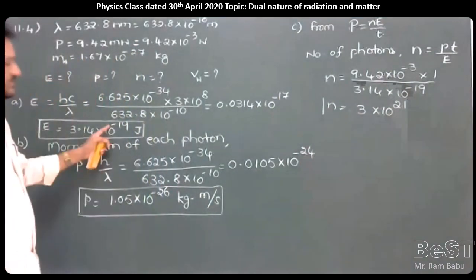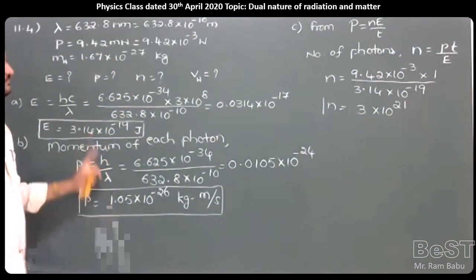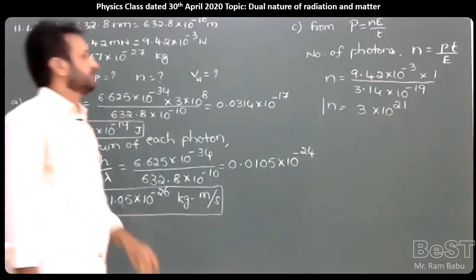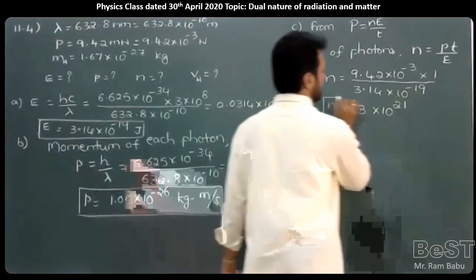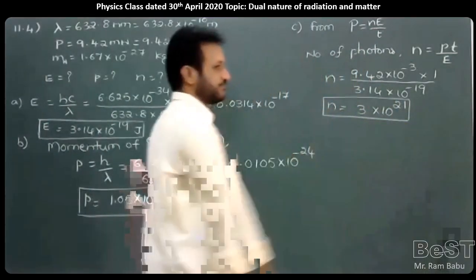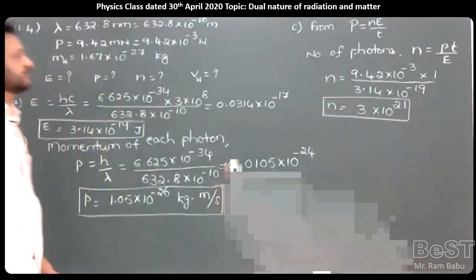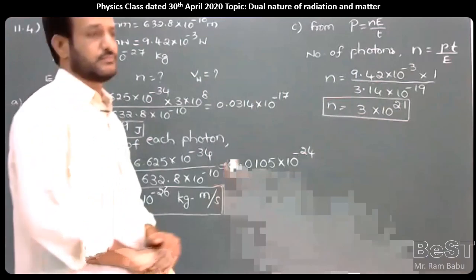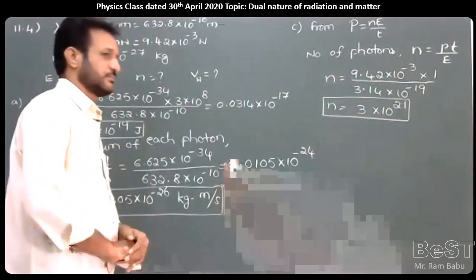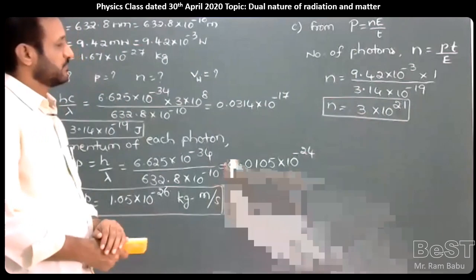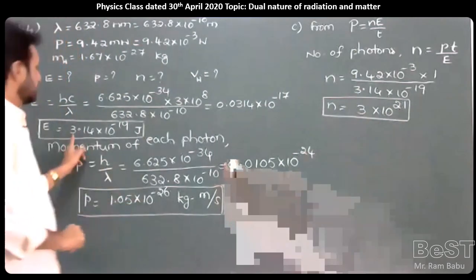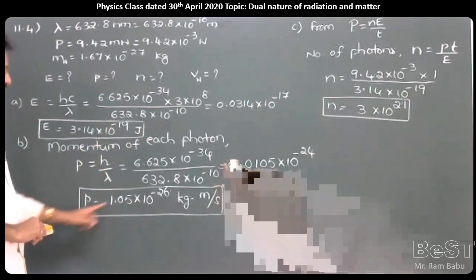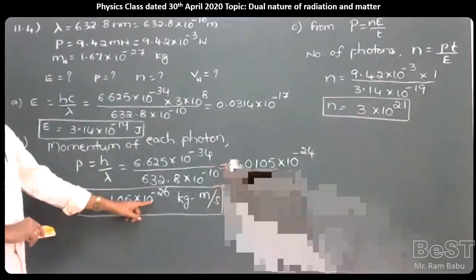Check the textbook answers also at the back. These are the number of photons, 11.4. First one answer 3.14 into 10 power minus 19. Second, momentum 1.05 into 10 power minus 20.